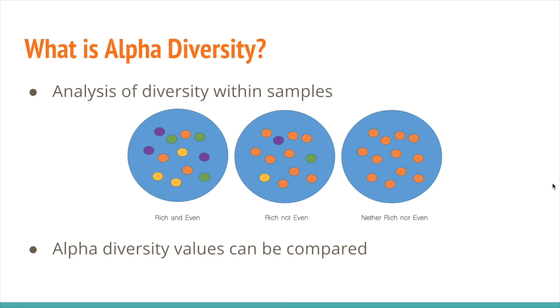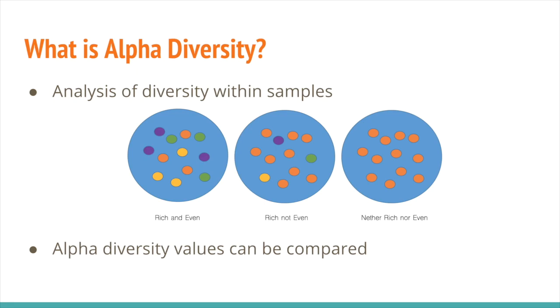Alpha diversity is analysis of diversity within samples. So it can be a representative of the number of species and the evenness of species that are present in the sample. It can be both rich and even, which means that there are a lot of species and they're in equal amounts. It could be rich but not even, so it would have a large amount of species, but they're not equally present. Or it could be neither rich nor even, in which there aren't very many different kinds of species and therefore they're not equally balanced.